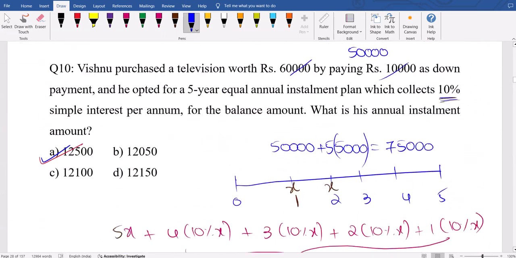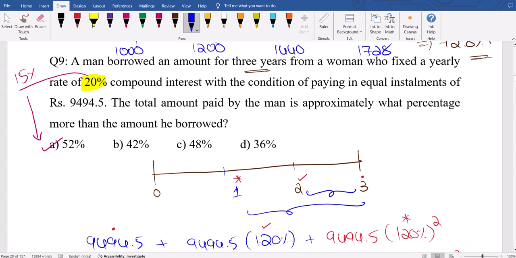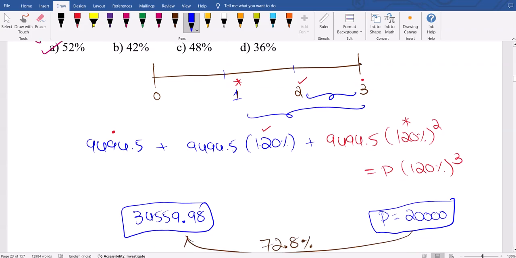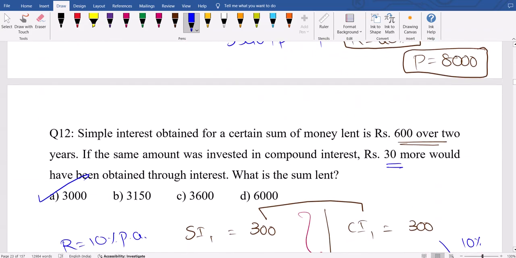So the ninth question. Yeah, this is the ninth question. With the condition of paying equal installments of 9,494.5. Now see the next question.